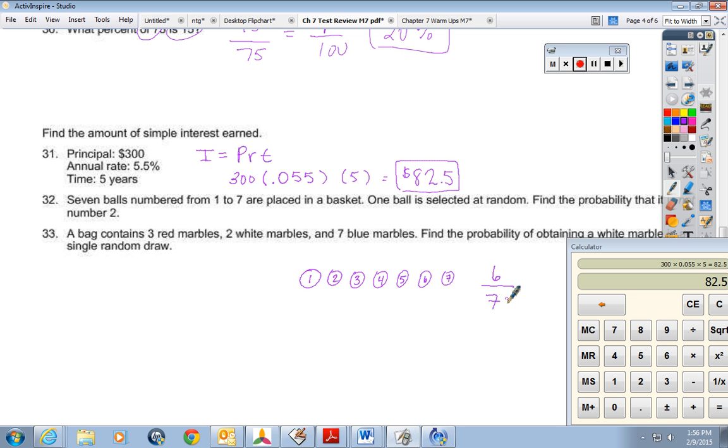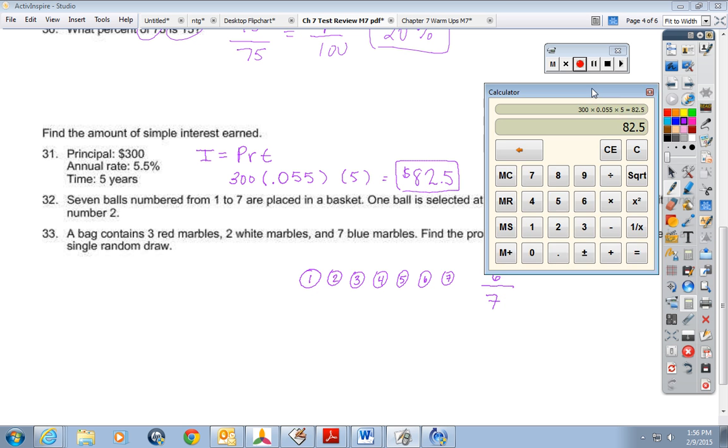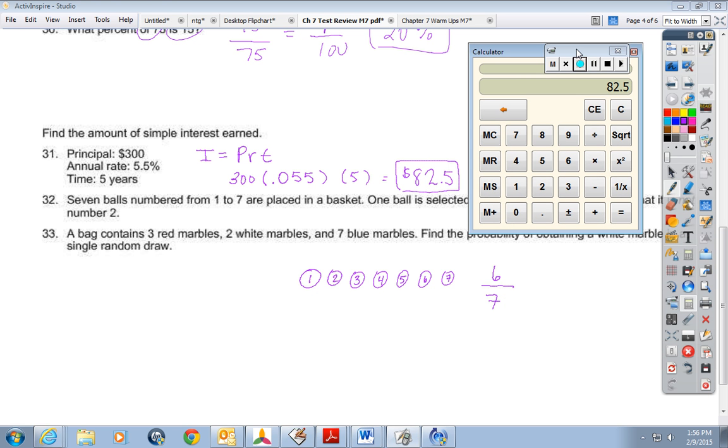you could divide the numerator by the denominator, multiply by 100%, or you could say 6/7 is whatever over 100 and cross multiply and divide. So if you did write it as a percent, it would be 85.7% if you wrote it as a percent for this one.